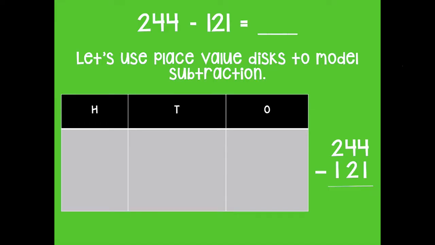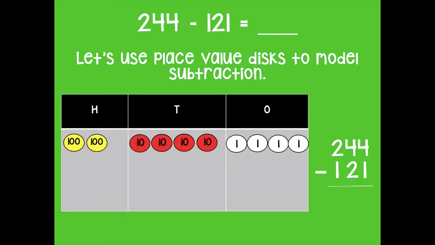No, we sure don't, right? We only model the largest number. So 2 hundreds, 4 tens, and 4 ones for 244. Now we can start to look here if we're able to subtract. So as always, even with addition, we start in the ones place. Same thing with subtraction. So I look in my ones place, I have 4 ones, and I need to subtract 1.